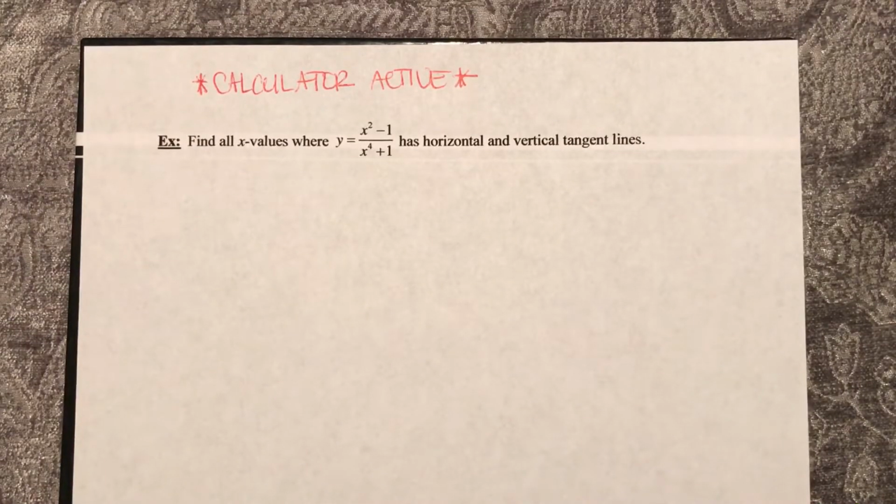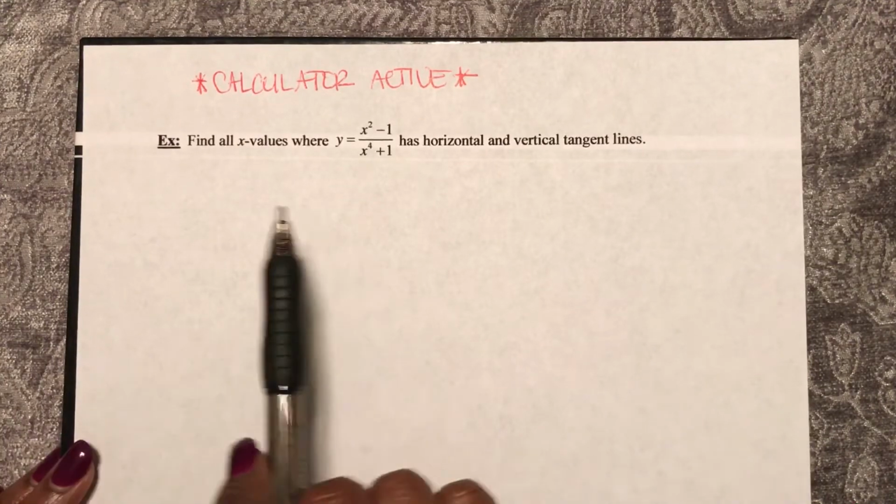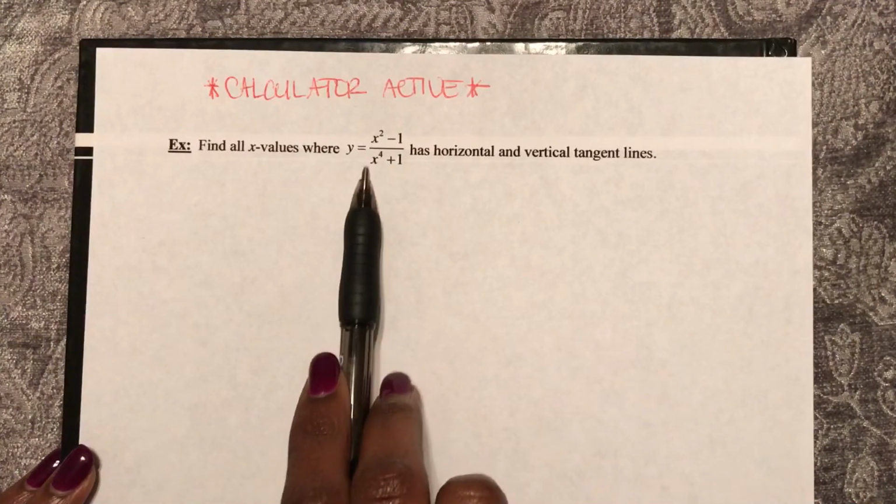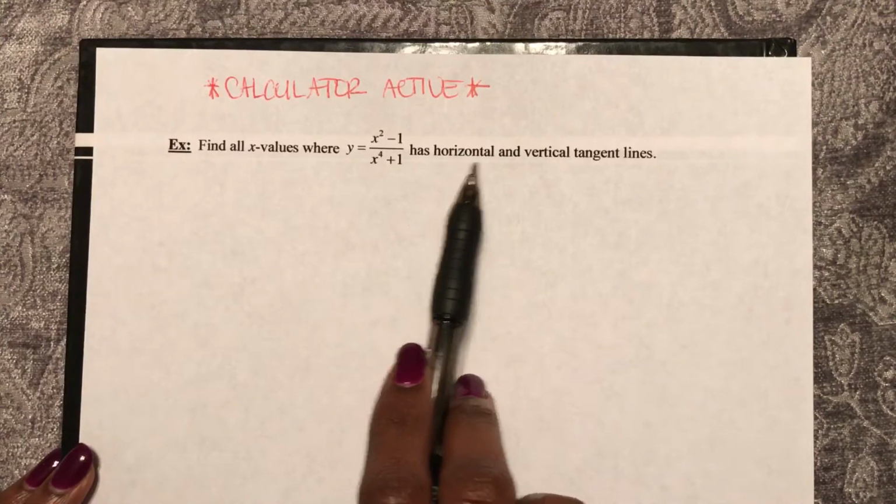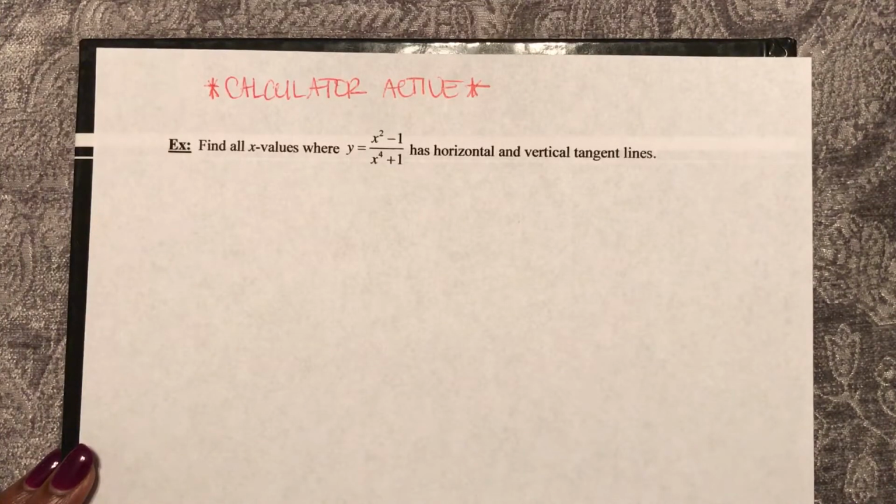So this next example, let's make it calculator active. Whenever you're in a calculator active problem, you're trying to use your calculator to save as much time as possible. In this problem, they're asking us to find all x values where this rational expression has horizontal and vertical tangent lines. Tangent lines deal with the slope.